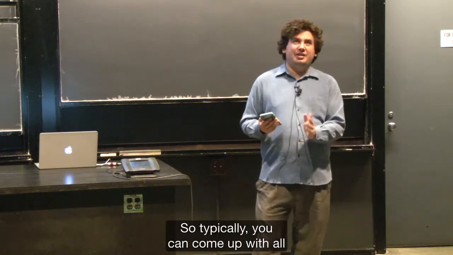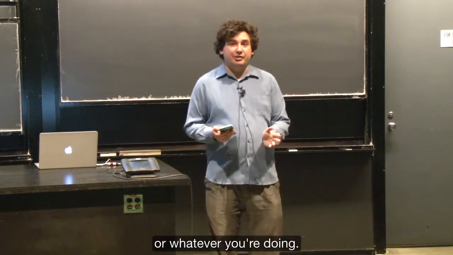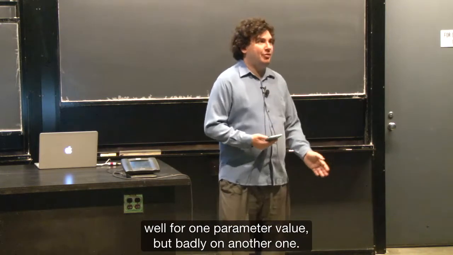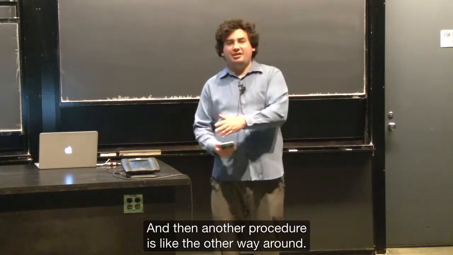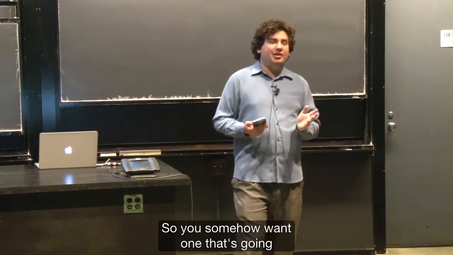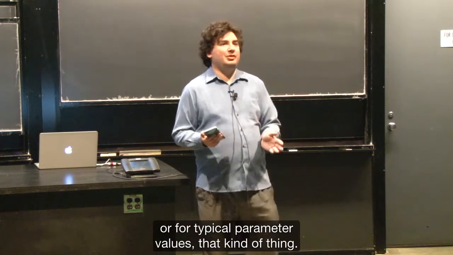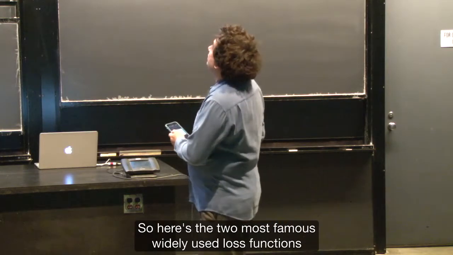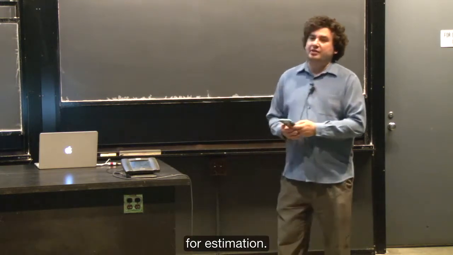Okay, so typically you can come up with all these different procedures for estimation or whatever you're doing, and one procedure will work really well for one parameter value, but badly on another one, and then another procedure is like the other way around. So you somehow want one that's going to work well for most parameter values or for typical parameter values, that kind of thing. Okay, so here are the two most famous, widely used loss functions for estimation.